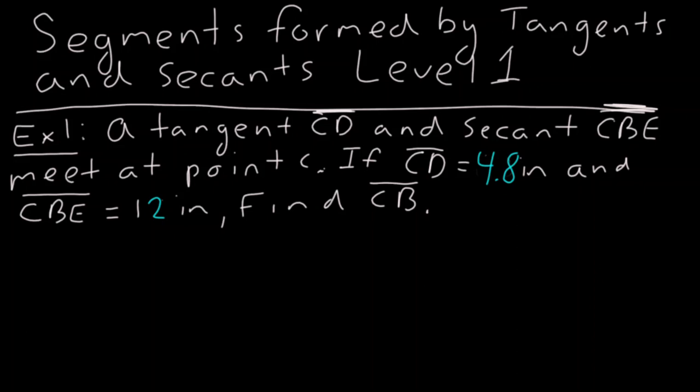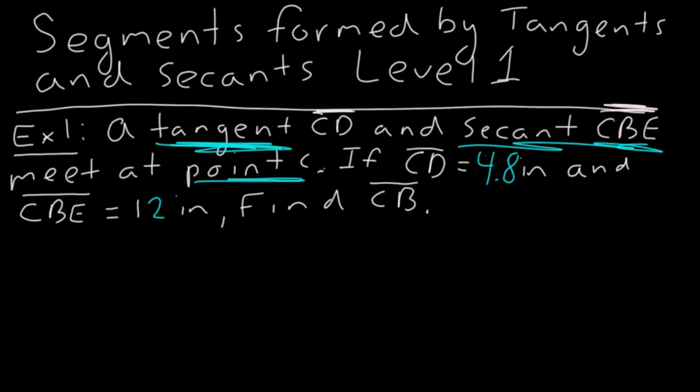Now, in this very first example, this is going to more closely resemble Problem 6, but I wanted to write out the word problem first so we could save a little time on the video. So let's get started. Example 1 says this: a tangent CD, so that's very important. Let's go ahead and underline that word tangent, and a secant CBE meet at point C. This actually gives us enough information to draw our picture.